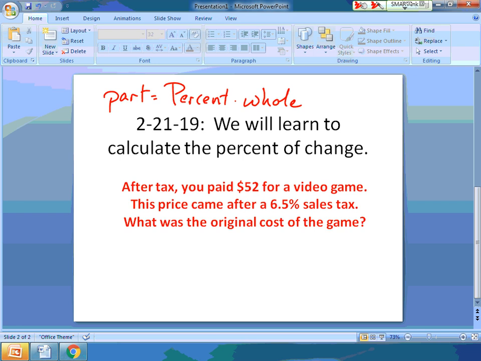So the part here is the 52. I know the percent, and I don't know the whole amount. I'll put a W there. But the percent, what are we going to put in for the percent here? Remember, we just talked about how it's the decimal version. But 52 is some percent of the whole amount. What do you think, Aiden? 1.065. Explain that to us, Aiden. Why is it that?